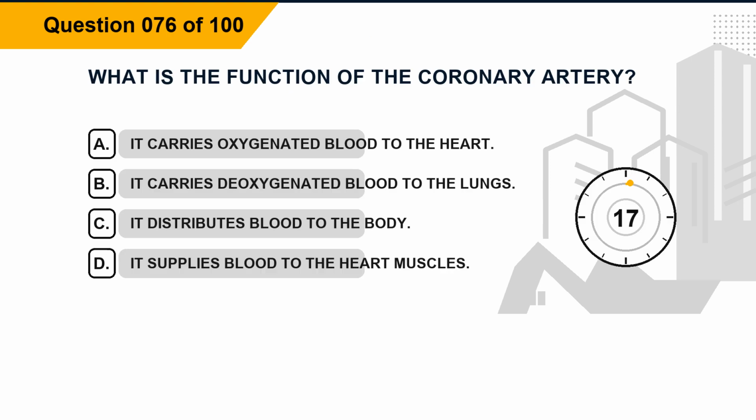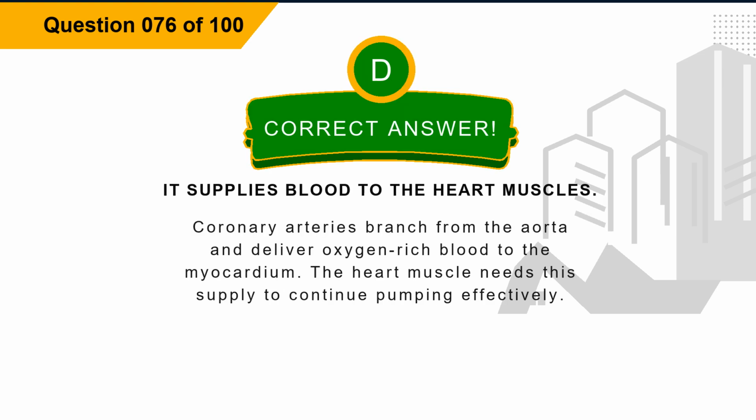Question 76. What is the function of the coronary artery? Option A, it carries oxygenated blood to the heart. Option B, it carries deoxygenated blood to the lungs. Option C, it distributes blood to the body. Option D, it supplies blood to the heart muscles. The correct answer is option D, it supplies blood to the heart muscles. Explanation. Coronary arteries branch from the aorta and deliver oxygen-rich blood to the myocardium. The heart muscle needs this supply to continue pumping effectively.